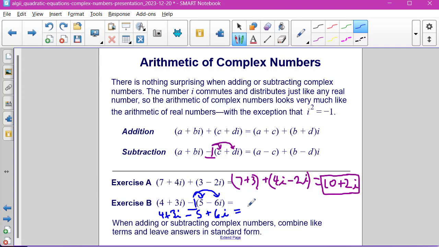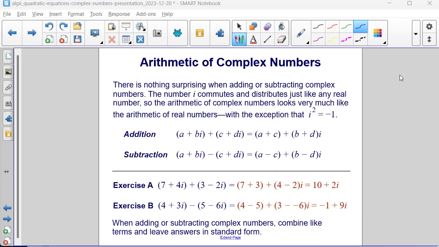And now if we rearrange them and put our real components first, we will have 4 minus 5, and then we would have plus 3i plus 6i. And then when we combine these together, the final answer will be -1 plus 9i. So when adding and subtracting complex numbers, combine like terms and leave answers in standard form.